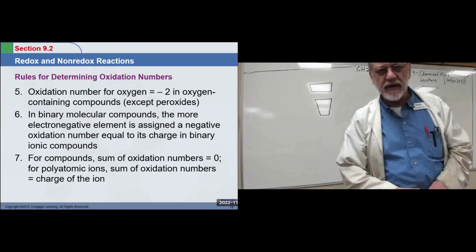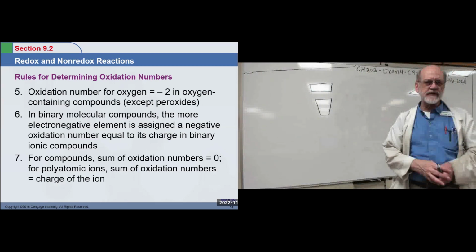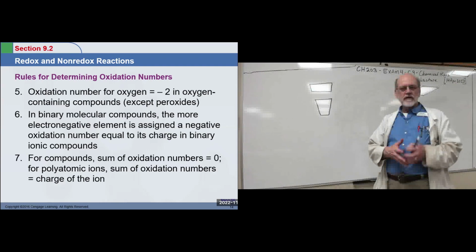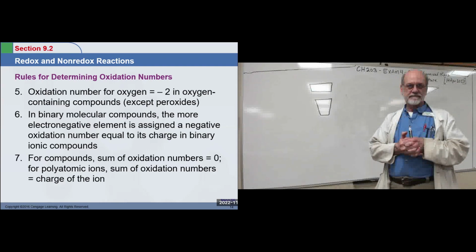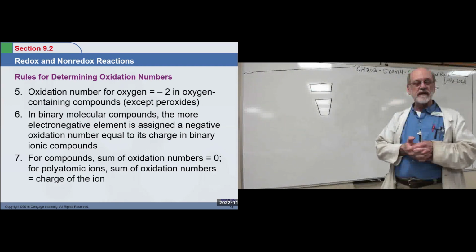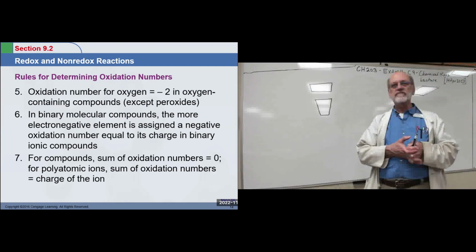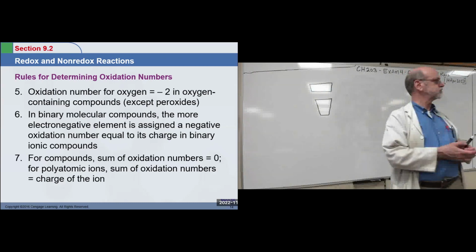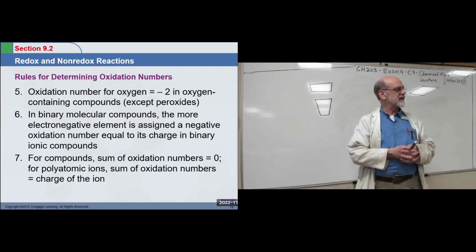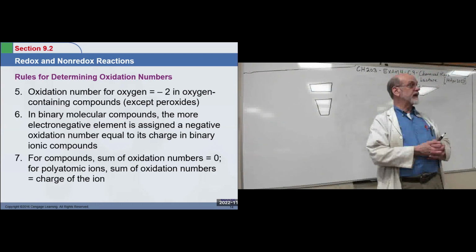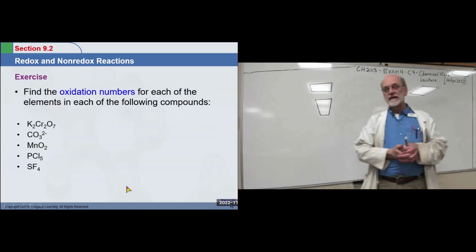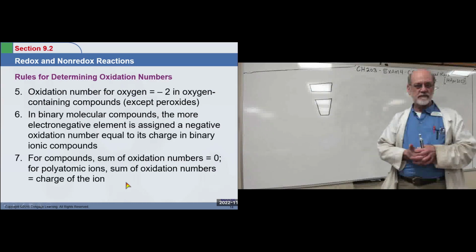at. Rule 7: for compounds, the sum of the oxidation numbers is always equal to 0. For neutral compounds, so water, the sum would be 0. Sodium chloride, the sum would be 0. Even for covalent compounds like sulfur dioxide, the sum would be 0.